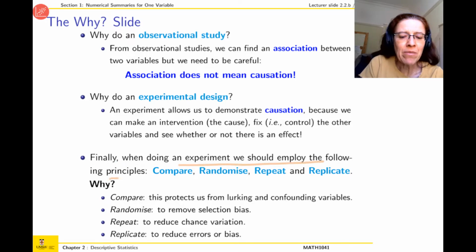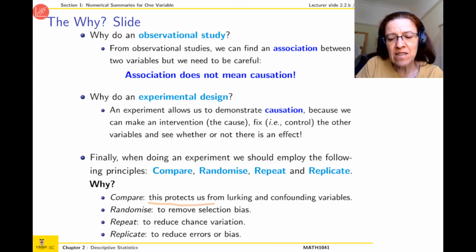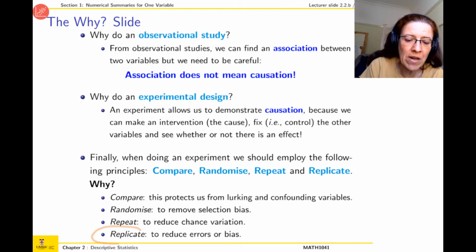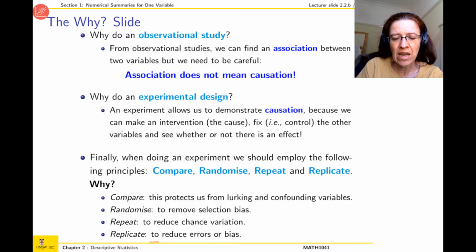So to run a good experiment, we need to follow a few principles. We need to compare, which means we need a control group to which we'll be comparing, and this protects us from lurking and confounding variables. We need to randomize when we allocate people to groups in order to remove selection bias. We need groups that are large enough, so we need to repeat on quite a large number of individuals, because there will be variations between people which are due to chance. The people are different, so we want to reduce that. And finally, if we think there is something going on, in order to be totally sure, we need to replicate the experiment and redo everything in order to reduce the problems due to errors and bias.